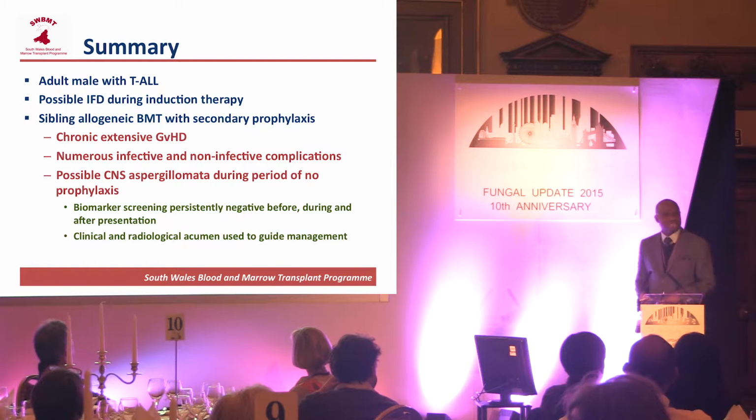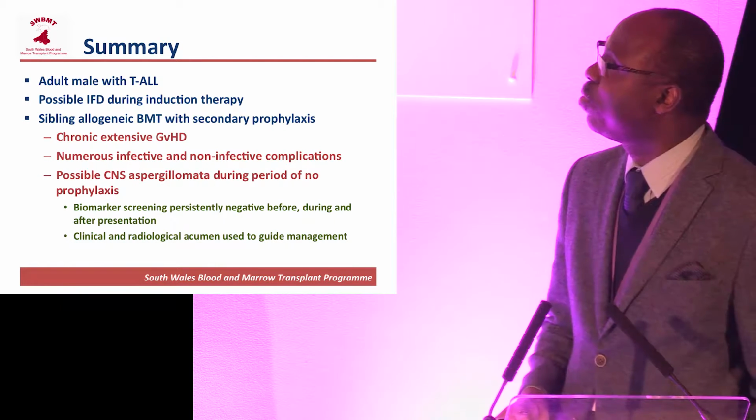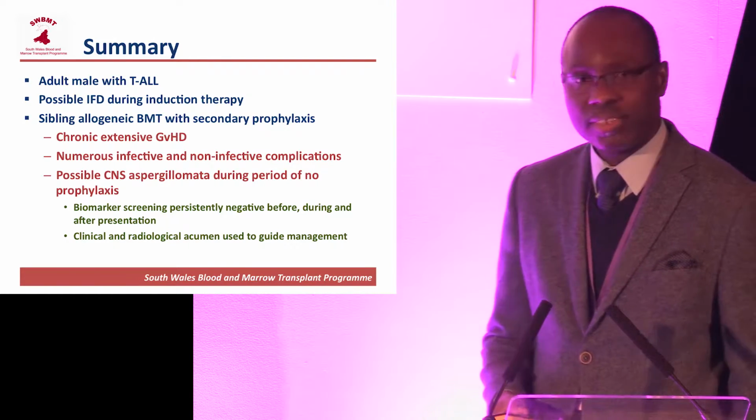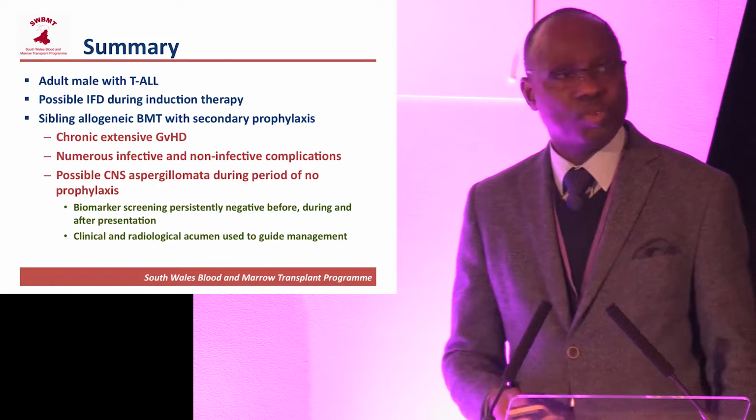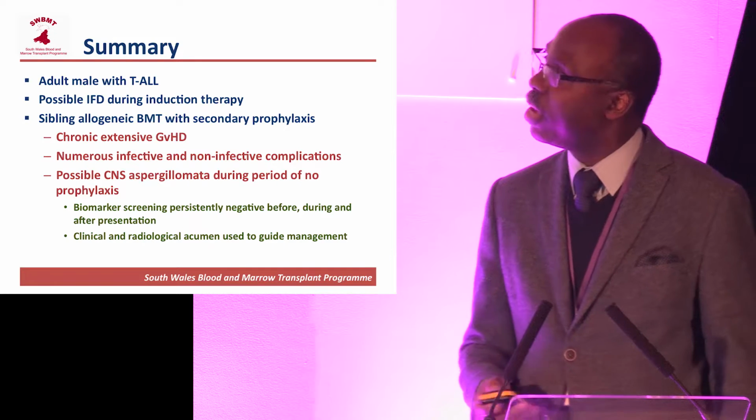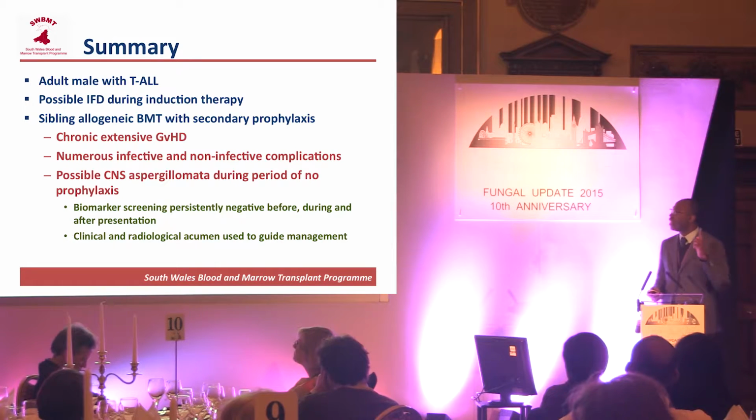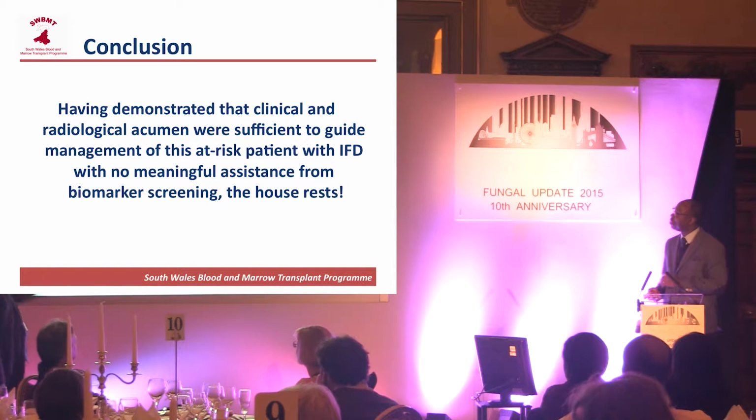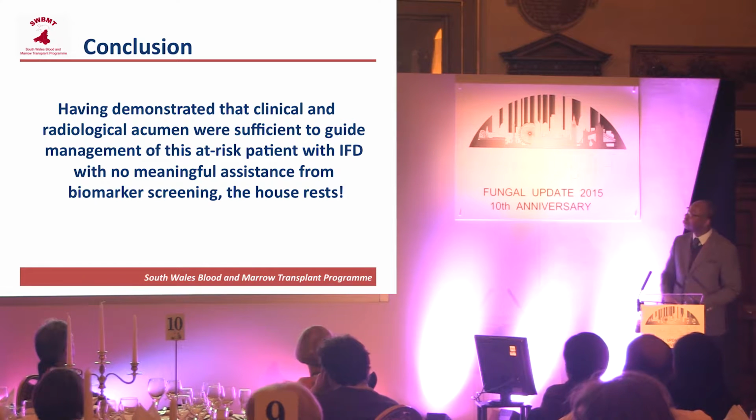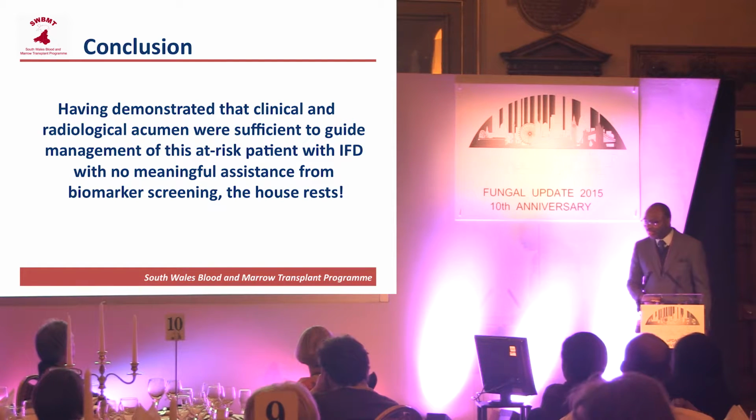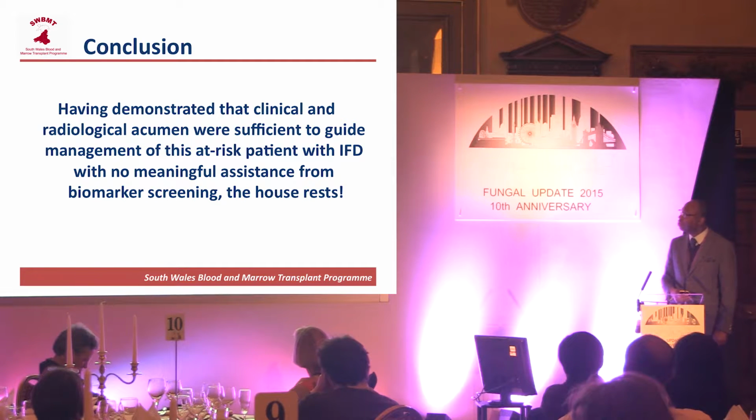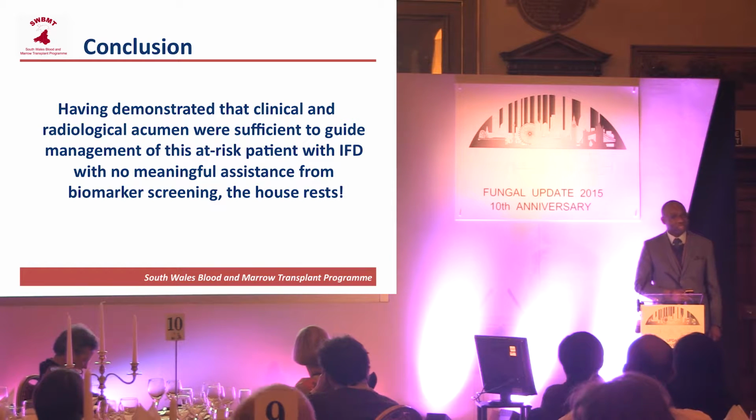So in summary, this was an adult male with acute lymphoblastic leukemia with a possible invasive fungal disease during induction. He had a transplant with chronic extensive GVHD, numerous infective and non-infective complications, and a possible CNS aspergilloma when he had no prophylaxis. Notice that his screening was persistently negative. So the point is this. Having demonstrated that clinical and radiological acumen in this particular case was sufficient to guide management in a patient who was at significantly increased risk, with no meaningful assistance from biomarker screening, this house rests.